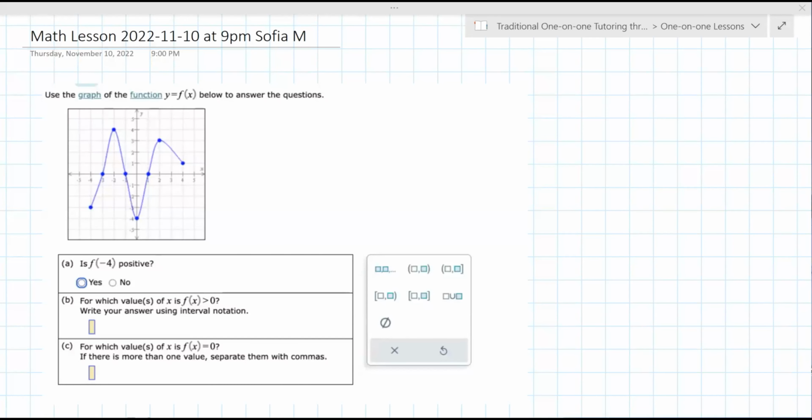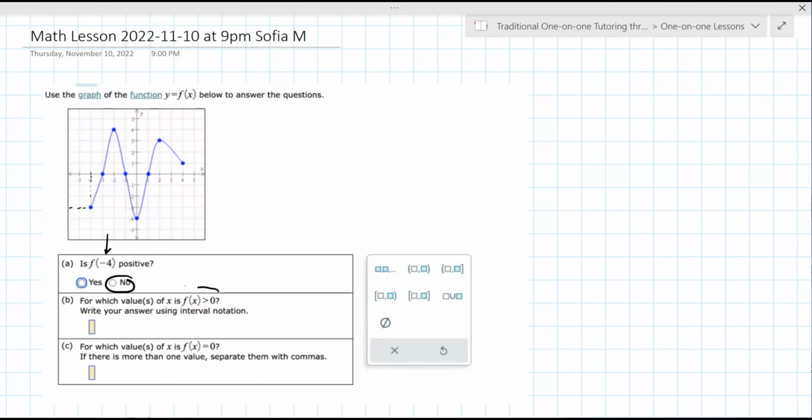All right, so it says use the graph of the function to answer the questions. First one says, is f of -4 positive? So -4 is the x value, so you're going down to that y value. The answer is no, it's not. It's negative. But that's probably the easy one.